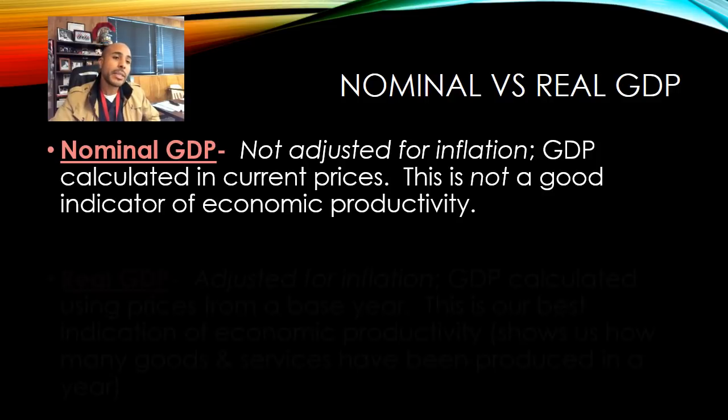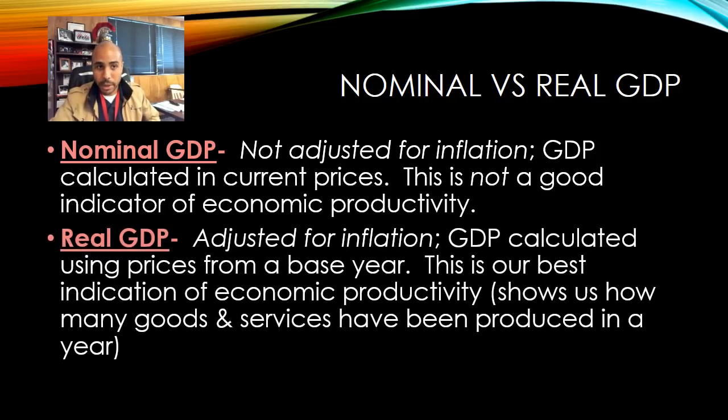So economists care more about what's known as real GDP. Real GDP means GDP that's adjusted for inflation. In other words, it's GDP calculated using prices from a base year. Hopefully you all remember what a base year means. That's the year from which we start counting to make a price index.